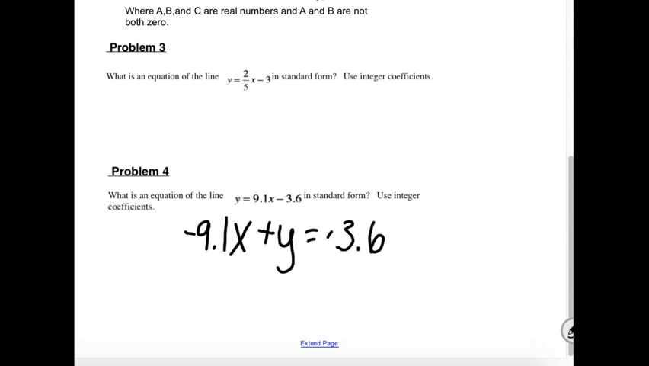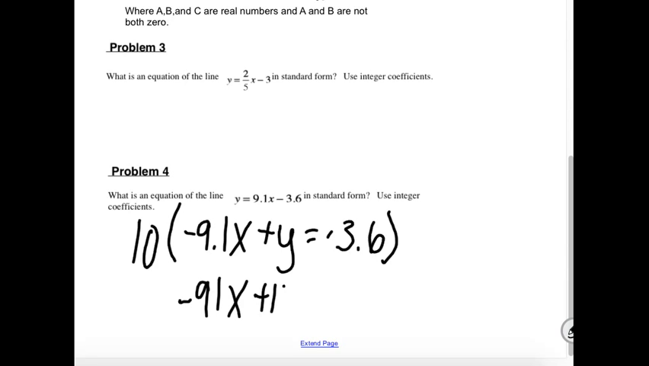And again, we do not have an integer, we need an integer. So I need to multiply this by something so that my decimals go away. All I can think of, 10 will do the trick. So I get negative 91x plus 10y equals negative 36. If these numbers, negative 91, 10, and negative 36, have a common divisor, something that they can all be divided by, you would divide that to get the lowest terms, but these 3 numbers do not have a common divisor, so we're just going to leave it.